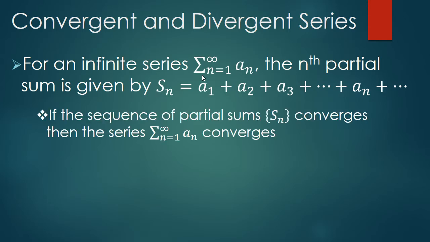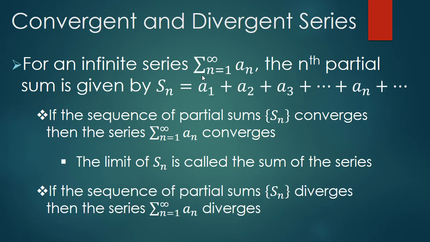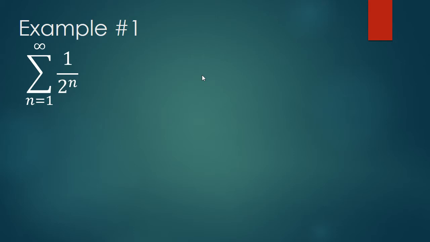If the sequence of partial sums S sub n converges, then the series is going to converge. The limit of S sub n is the sum of the series. If the sequence of partial sums S sub n diverges, then the series is going to diverge as well. Okay, now let me show you an example.